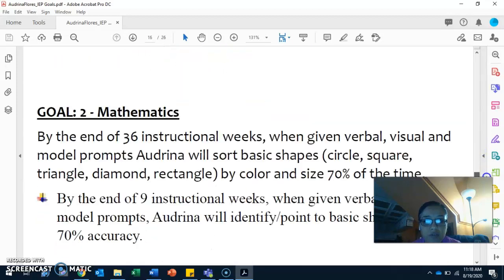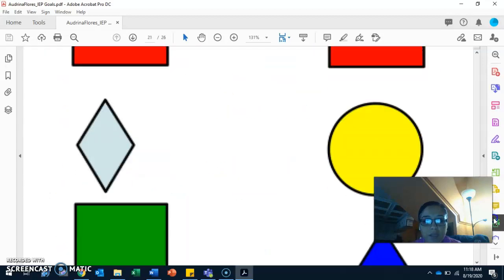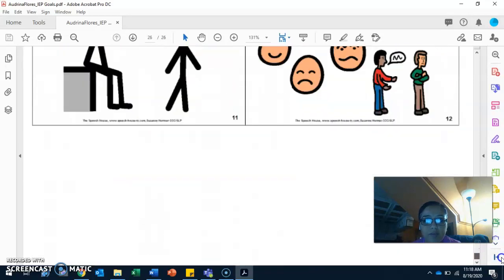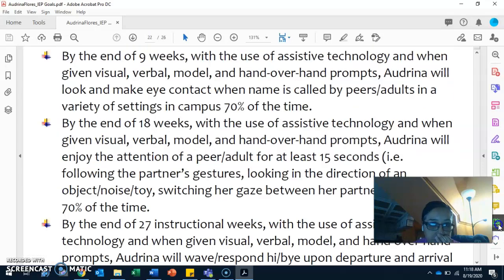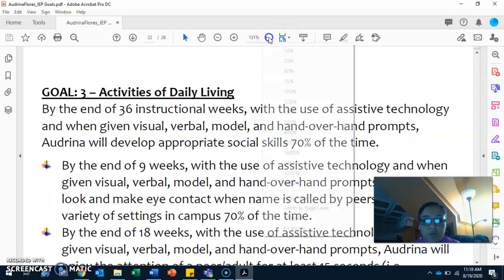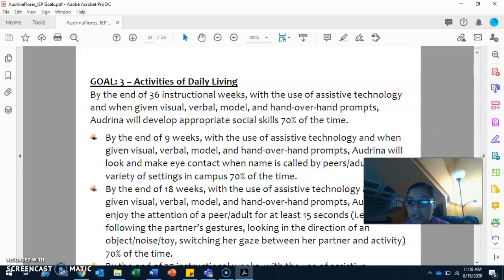So let's go ahead and go to your packet, your IEP goals packet, and go to your third goal. I believe you only have one more goal. So let's go to our third goal, and let me go ahead and zoom this out. We are going to make eye contact when our name is called by peers and adults in a variety of settings.